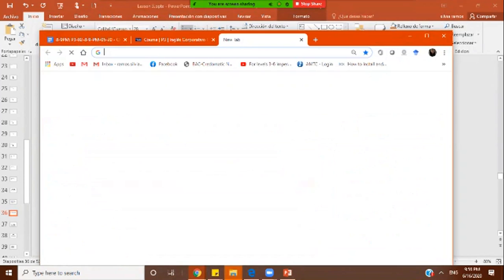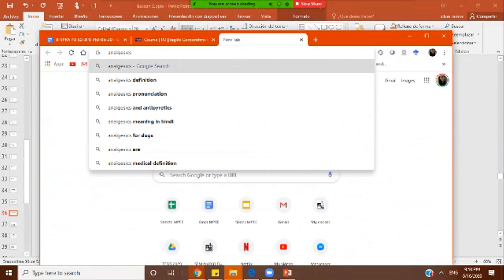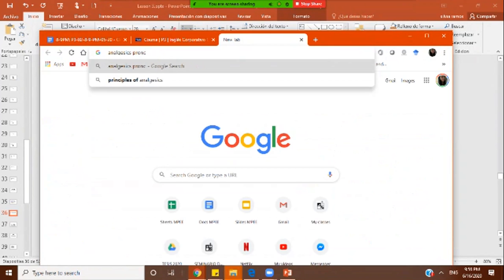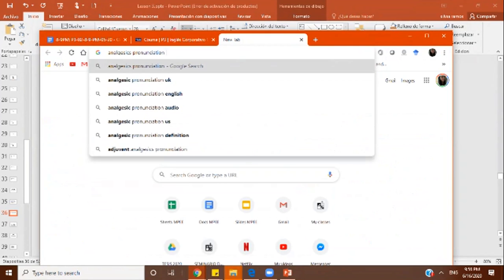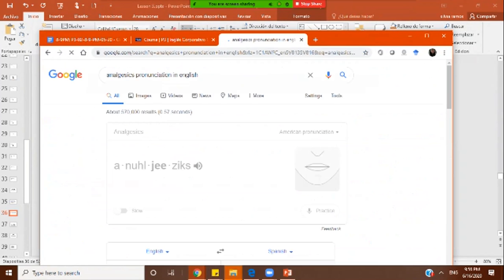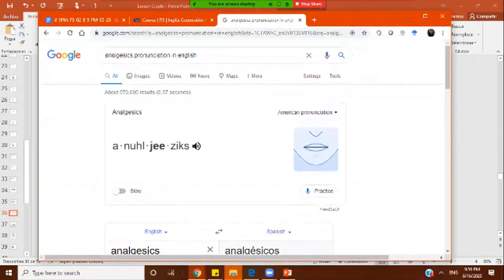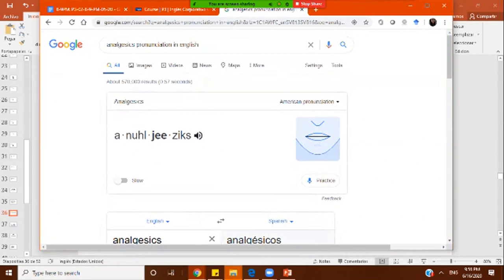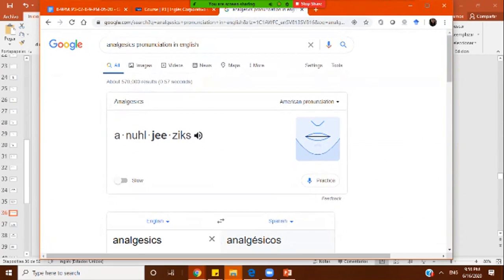So for this, what are we going to do? We're going to put the word that we don't know, and then we're going to type the word, the pronunciation, and then in English. That's what we're going to do. And then we have the word, the pronunciation of the word right here. No me interesa la traducción, me interesa la pronunciación. That's what I'm looking for.